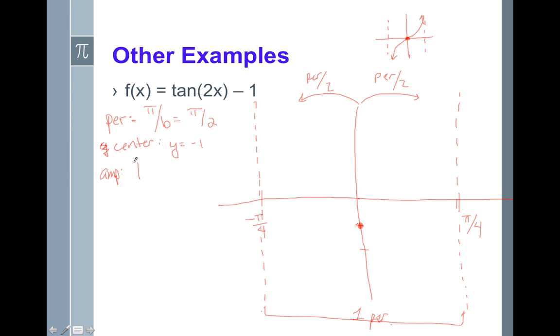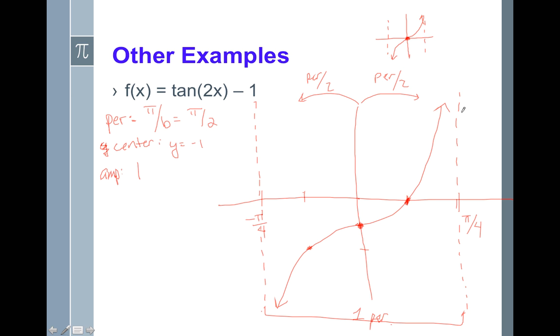Then, because my amplitude is 1, halfway to my asymptote, on the right, it goes up normally, and on the left, it goes down normally. And again, that depends on whether it's a positive value or a negative value. And you get to draw your tangent function like so. And that would be the tangent of 2x minus 1. It's been shifted down 1 unit, and it has been horizontally shrunk, because now the period is only pi halves instead of pi.